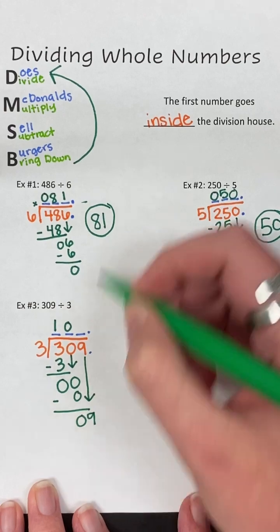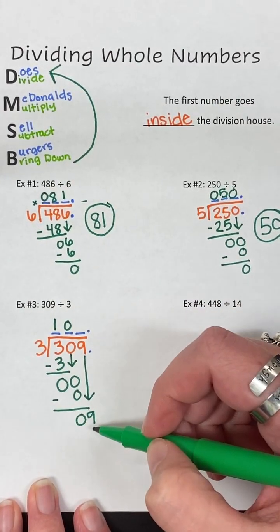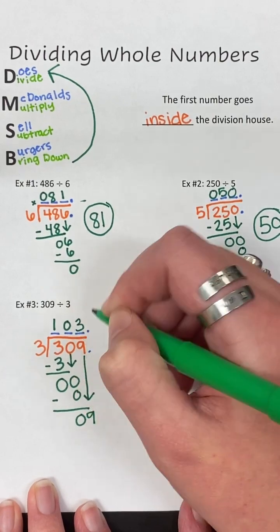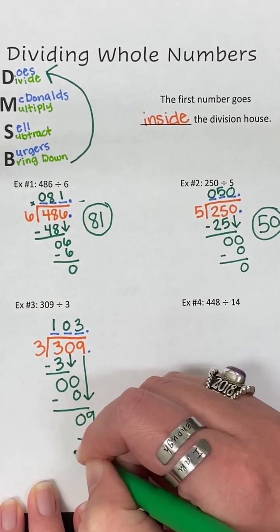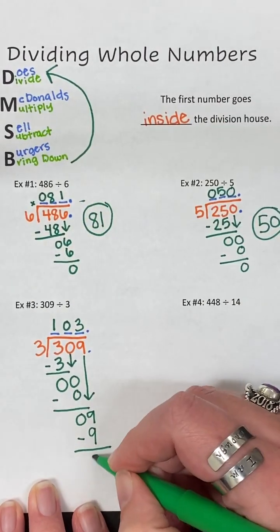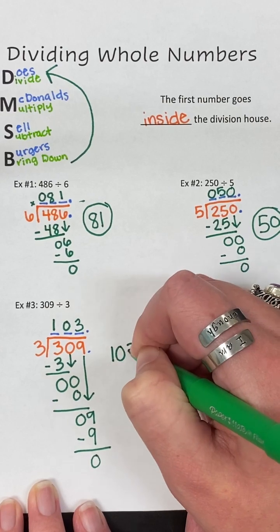So now I just brought down, so I'm back up at the top, divide. How many times does 3 go into 9? 3. Multiply. 3 times 3 is 9. Subtract. 0. Nothing else to bring down. My answer is 103.